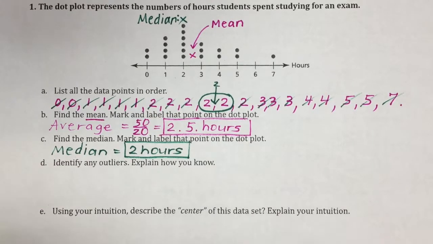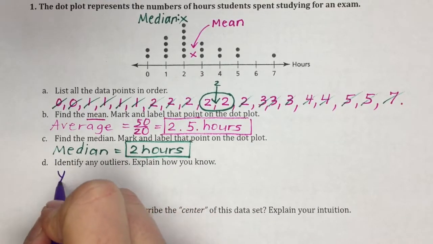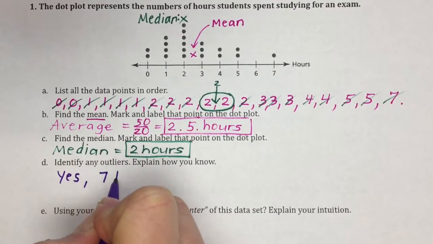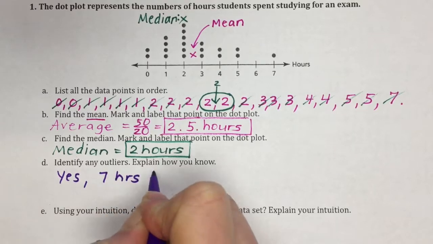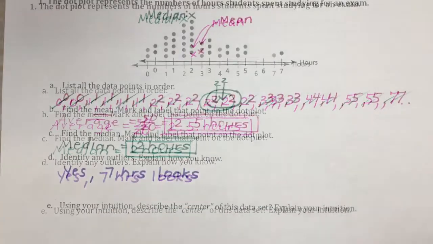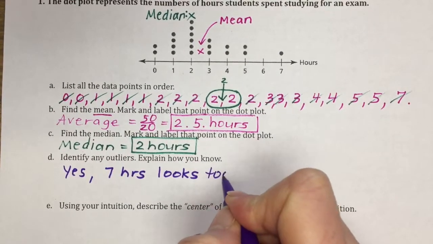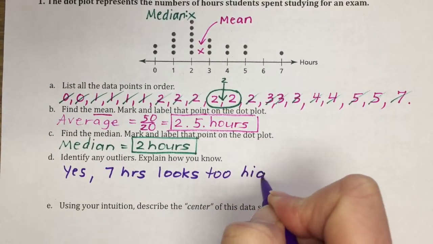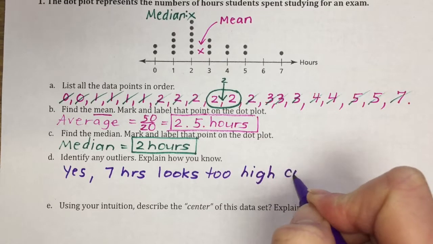Well, I'm thinking maybe that person at 7. What do you think? So here, I would say yes. 7 hours looks too high compared to the other values.